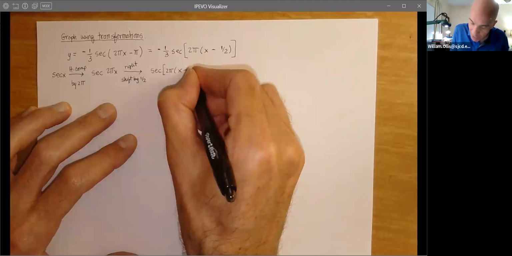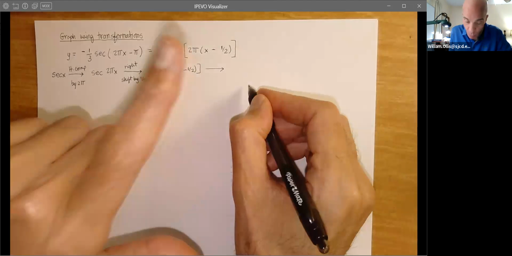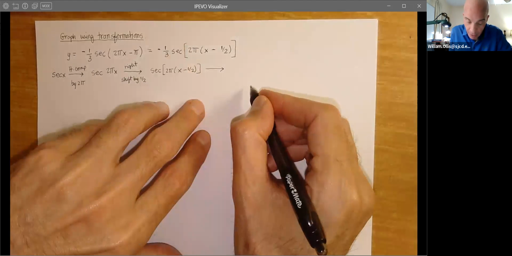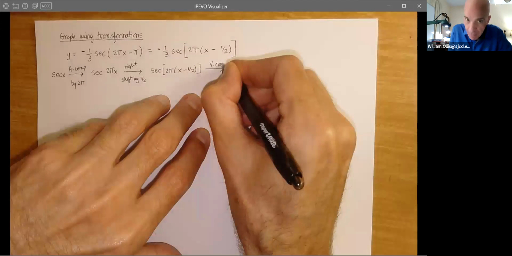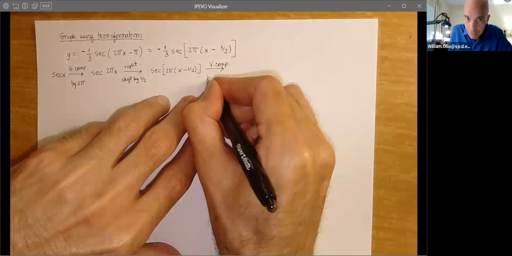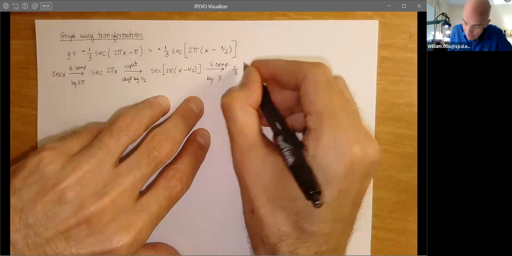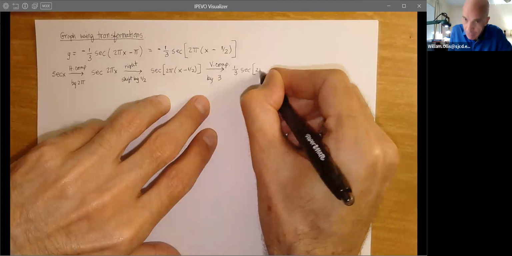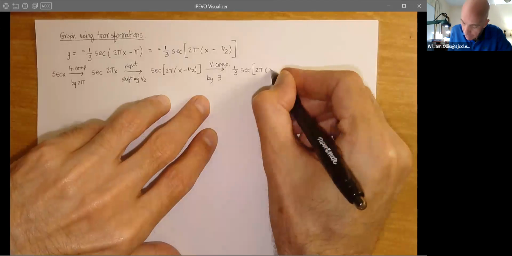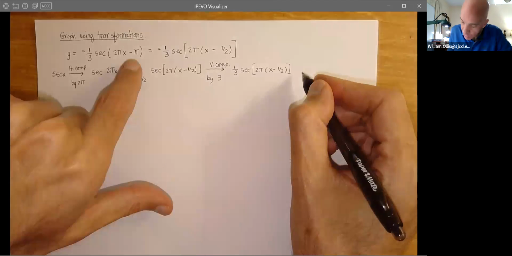So these transformations are really quite ingenious when you think about it. And then lastly, well, actually 2 more. We'll do, if you like, a vertical compression by 3, and that'll give us a 1/3. And then lastly, x-axis reflection.